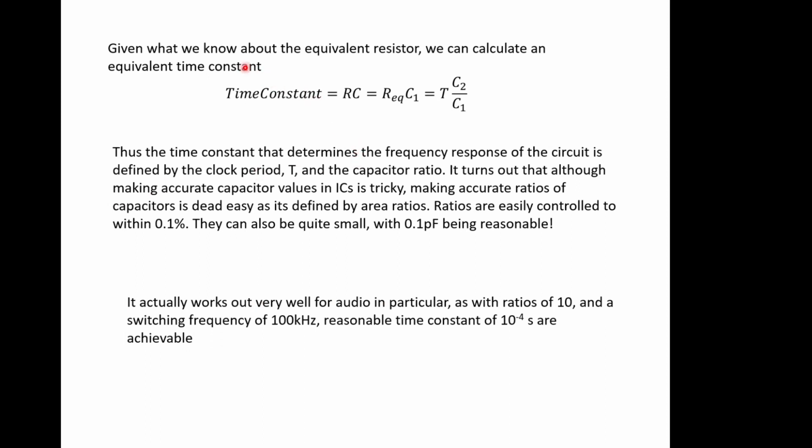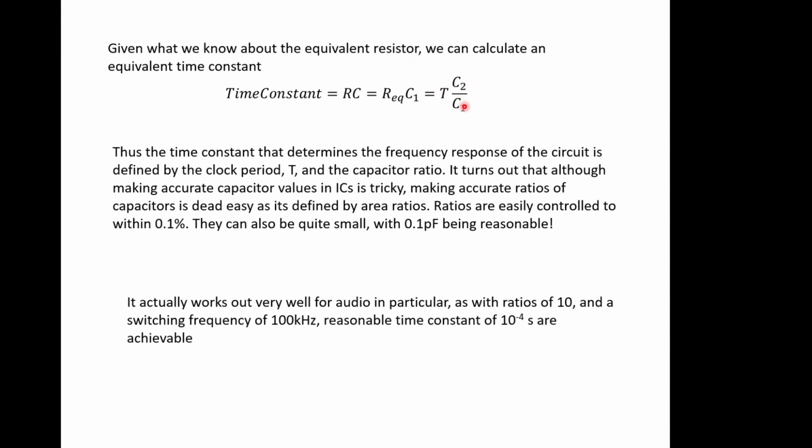Right, so given what we know about the equivalent resistor now, we can calculate an equivalent time constant. The time constant of an integrator is RC, as I just mentioned, which is R equivalent C1, which is now dependent on T, and that's 1 over F. Thus the time constant determines the frequency response of the circuit, and that's defined by the clock period T, and in fact the capacitor ratio.